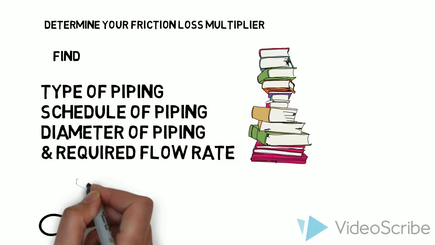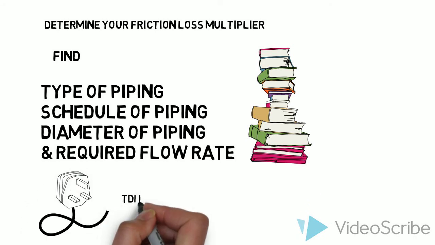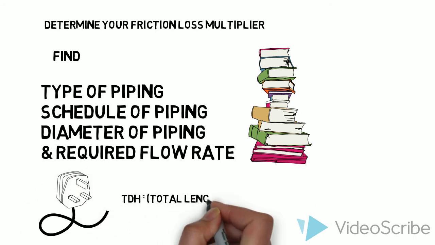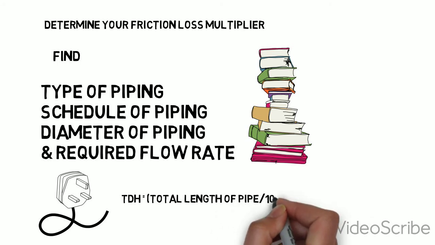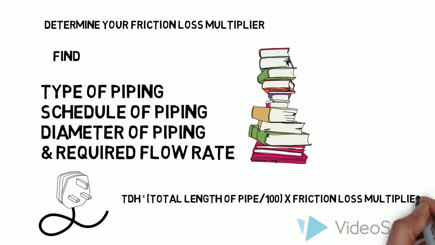Finally, plug all your variables into the following formula and you'll have your answer. Total length of pipe with fittings divided by 100 times friction loss multiplier equals your total dynamic head.